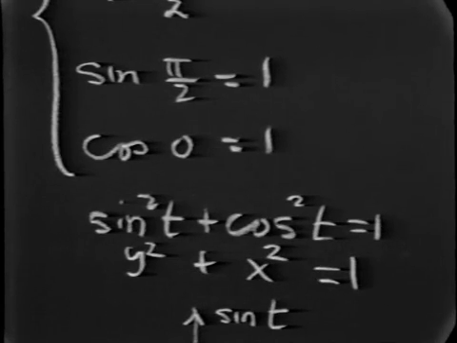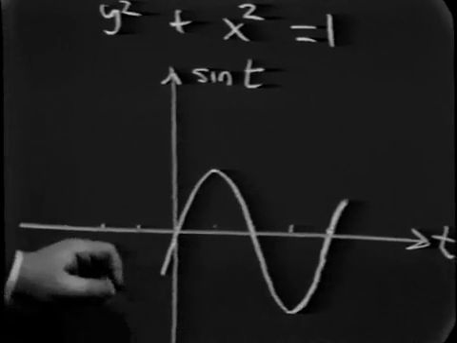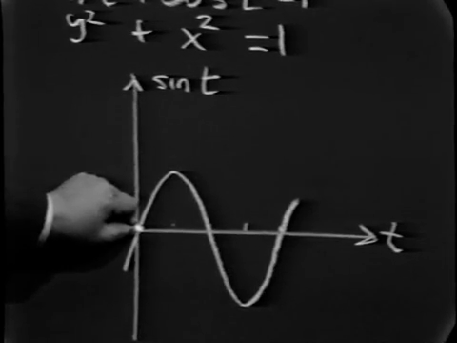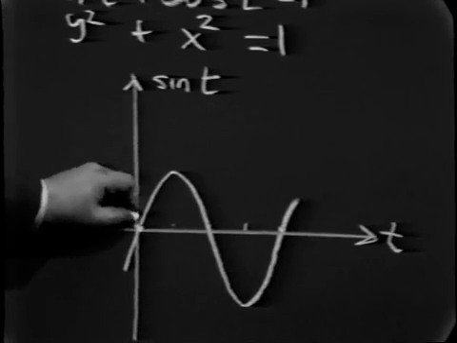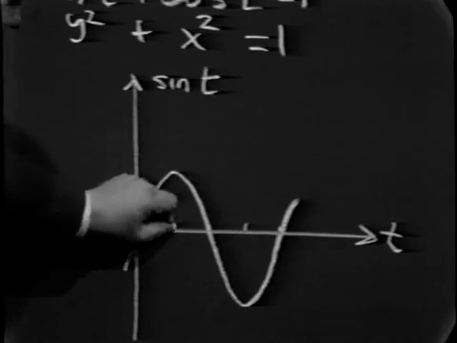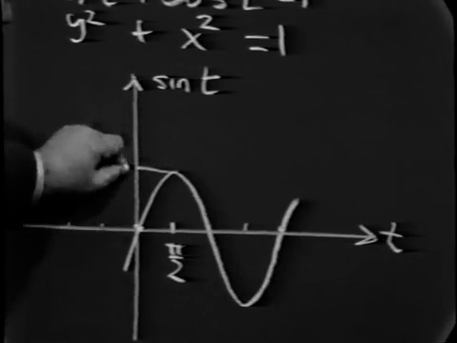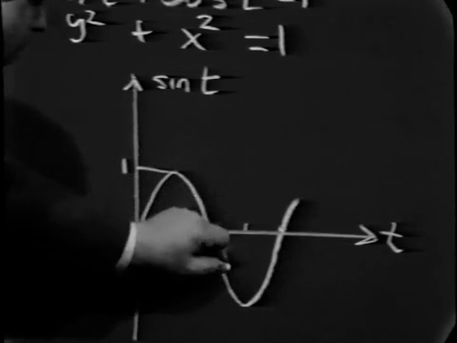We could even graph sine t without any problem at all. Namely, we observe that when t is 0, sine t is 0. Notice that as we go along the circle, the sine increases up until we get to pi over 2, at which it peaks at 1, then decreases at pi, back down to 0.